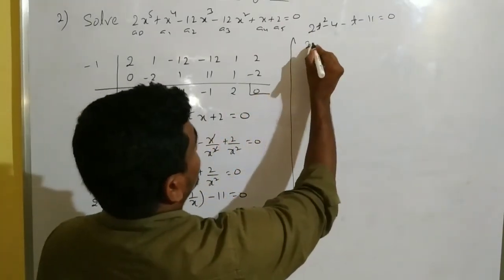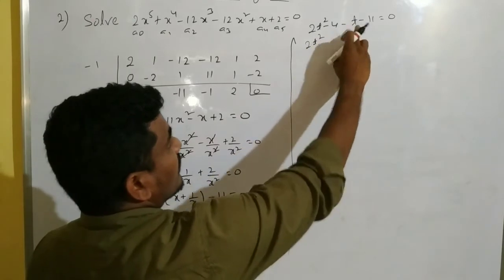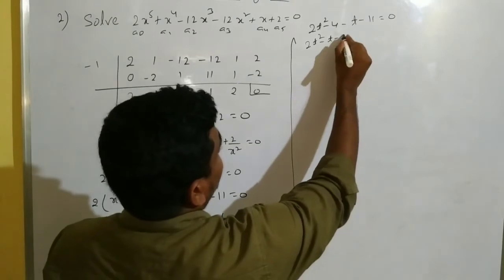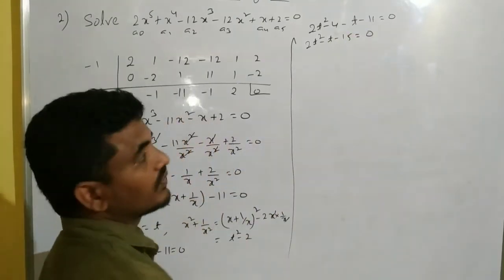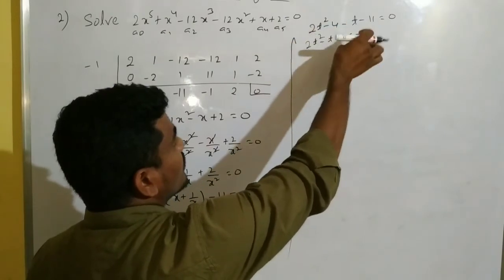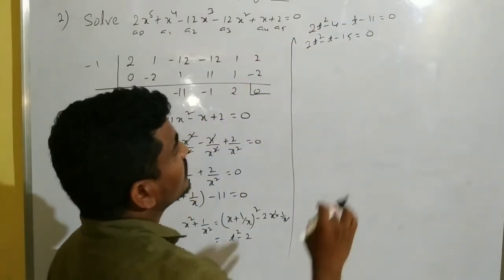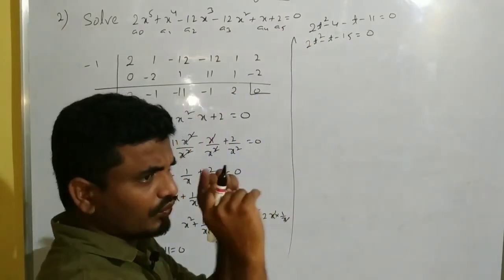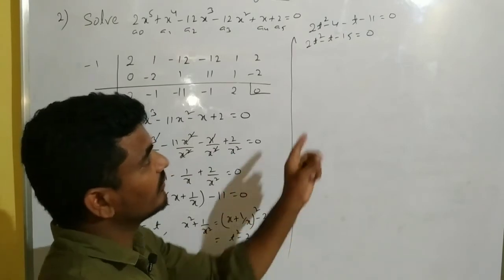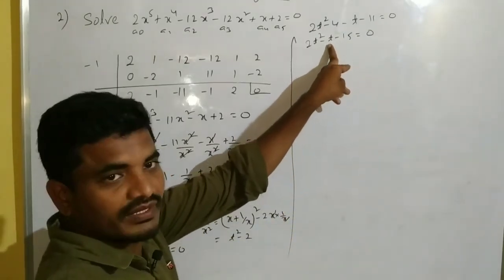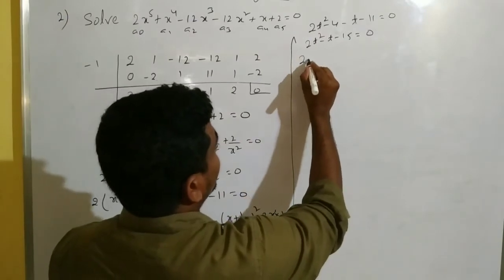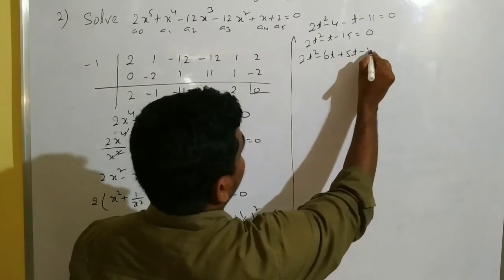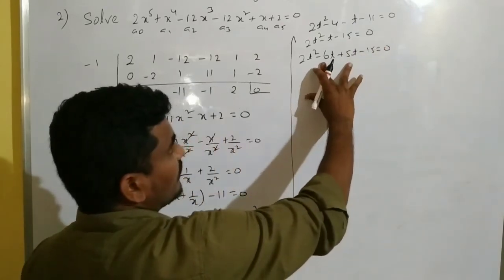And next 2t square minus t, minus 4 and minus 11, that is minus 15 equals 0. When you multiply here, 2 times 15 is 30. So when you split the middle term, the product of the 2 terms should be 30, and when you sum them, we have to get the middle term. So such numbers we have to take. 2t square minus 6t plus 5t minus 15 equals 0. When you simplify this, we will get this.